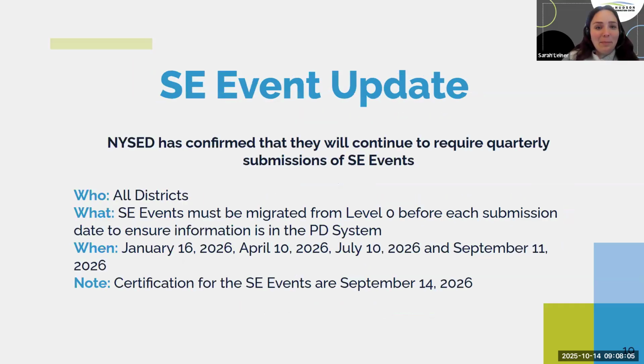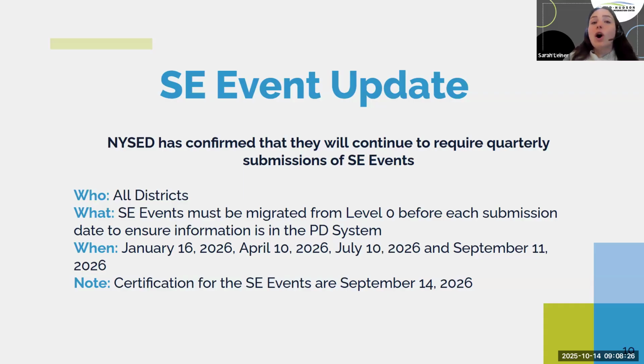All right, next up, an SE event update and reminder. As I mentioned, why these were starting in November: it's because NICED has confirmed that they are continuing to require districts to quarterly submit the data for the SE events. So who is this for?